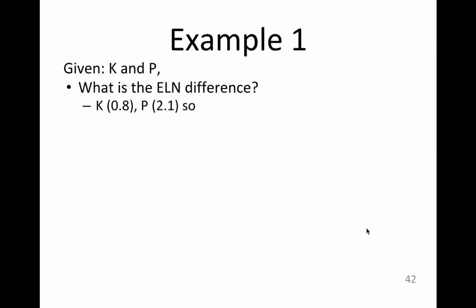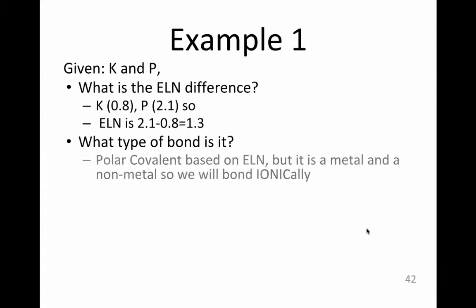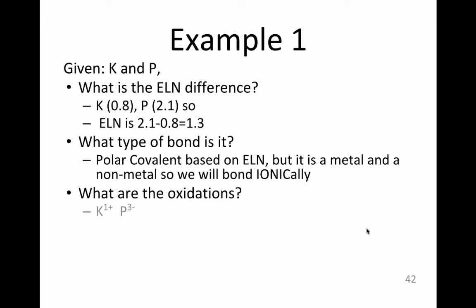Potassium is a 0.8, phosphorus is a 2.1, so the electronegativity difference would be 1.3. What type of bond is it? Well, based on the electronegativity, it's a polar covalent bond, but you also have a metal and a non-metal, so we would write the formula for that bond ionically. The oxidation of potassium is 1 positive, phosphorus is 3 negative. Those would crisscross to make K3P.